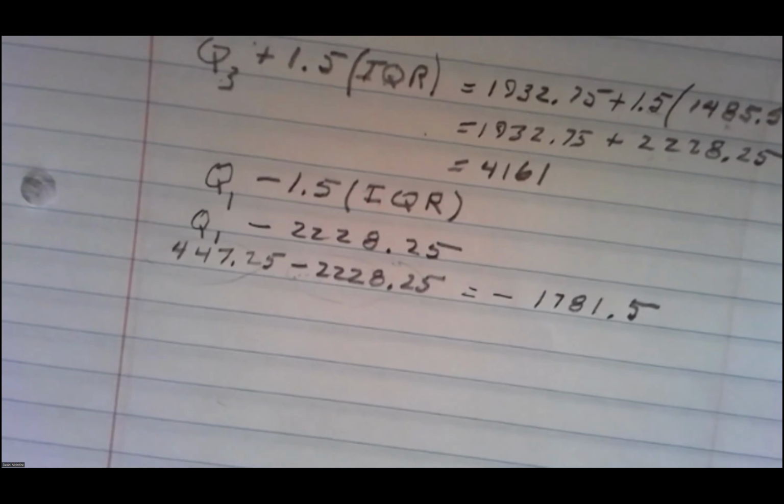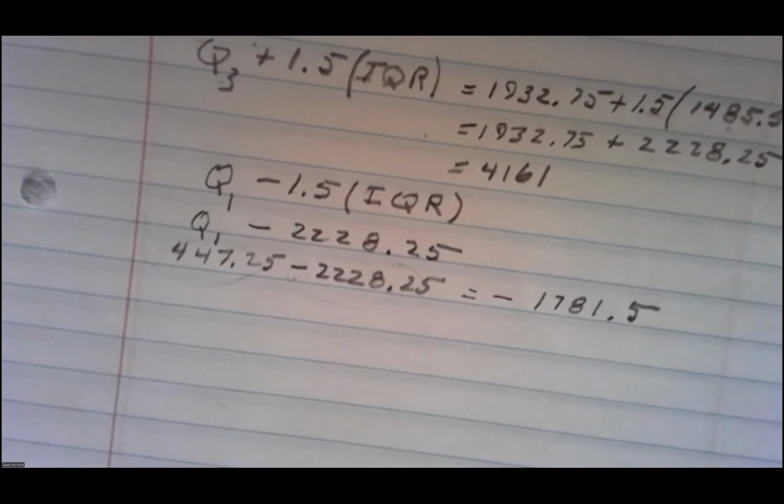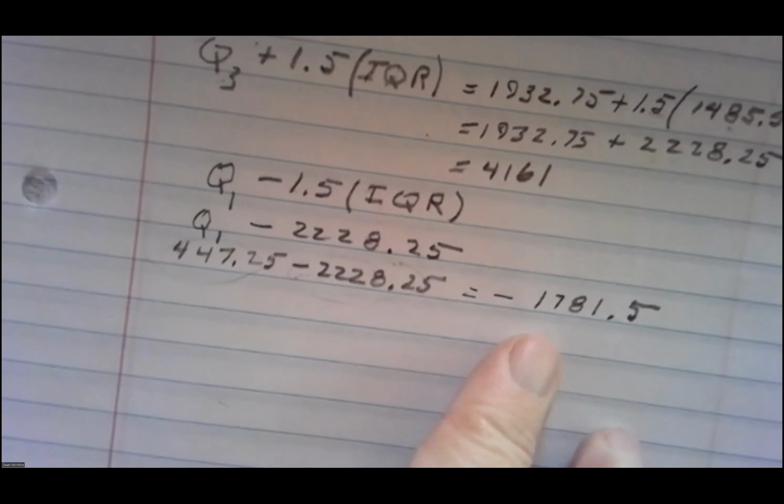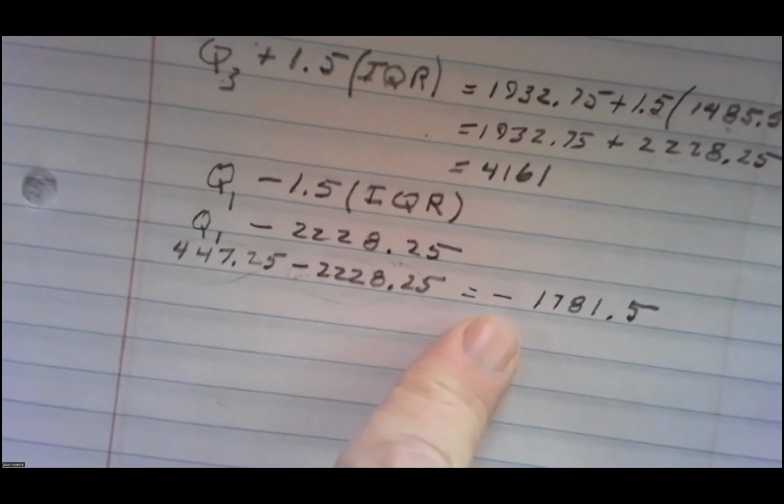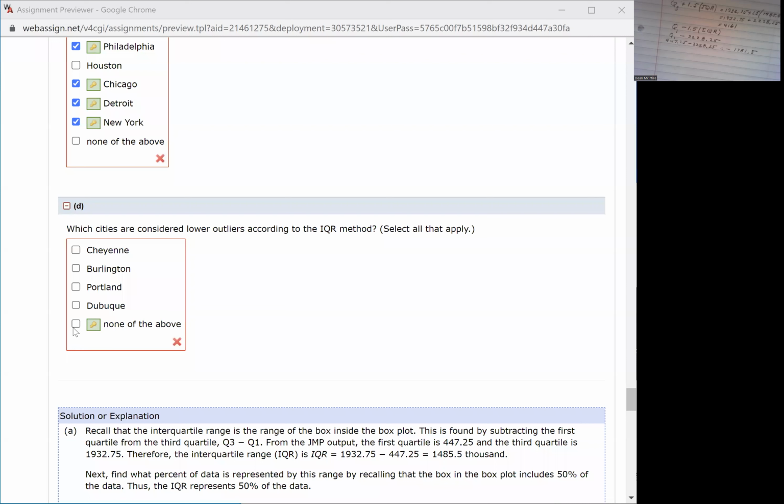Now, none of the population is negative. So there's not going to be any population that's going to be smaller than negative 1781. So because that's the situation, we can go back and see that none of these, because they're all positive, is going to be less than a negative number. So that's the problem.